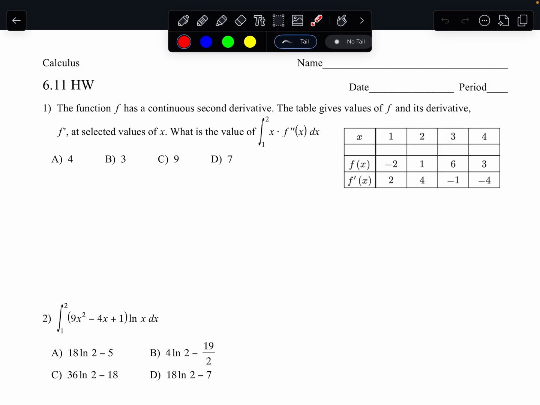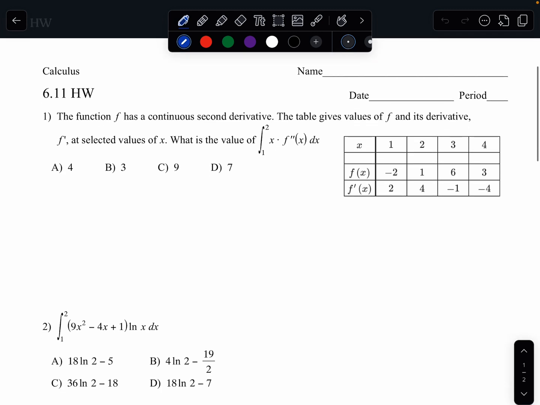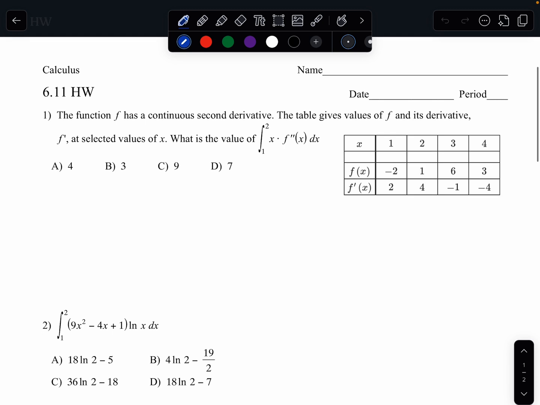6.11 was integration by parts, so we're going to evaluate this by doing integration by parts. Let's go ahead and do that. I'm going to identify two parts, one is going to be u and one is going to be dv. This x has got to be u, and this right here has got to be dv.